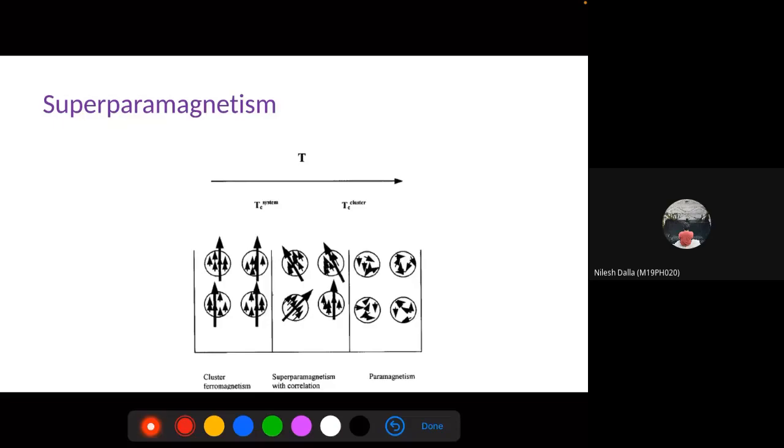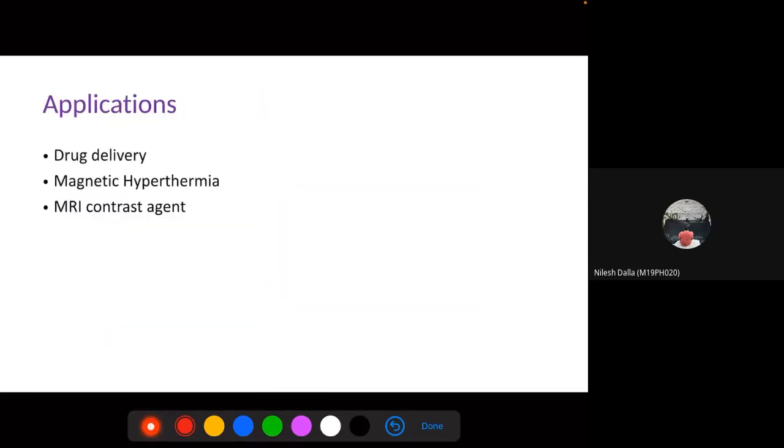The applications right now are mostly in drug delivery, mostly biomedical applications. Superparamagnetism is actually a bad thing for magnetic storage. If you want to increase the magnetic storage density of your hard disk, it is not good.